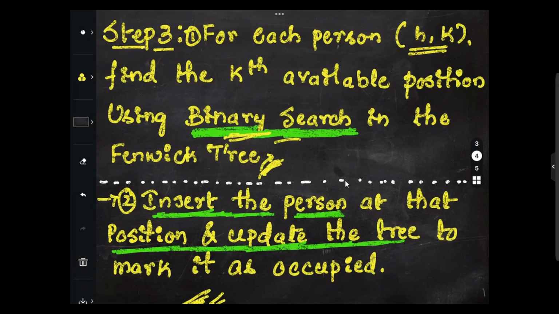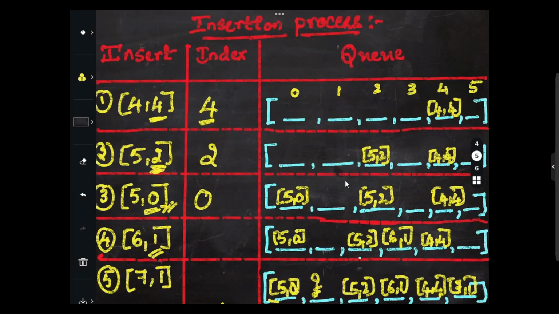Based on the binary search in the Fenwick tree, insert the person at the position and update the tree to mark it as occupied. Once we insert the person at the particular position, we update the tree just to mark it as occupied. This is very important.